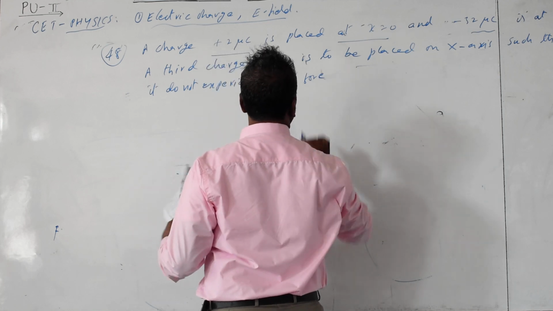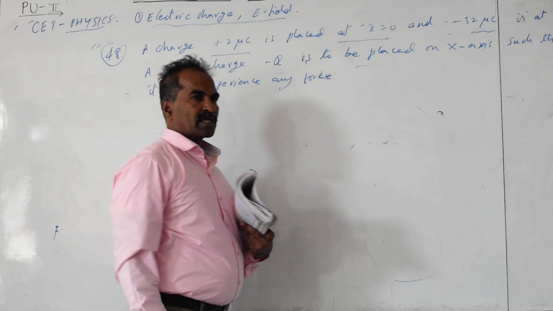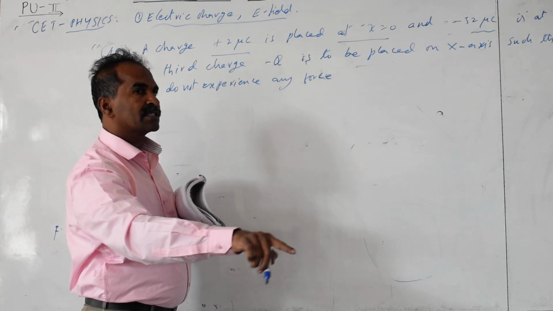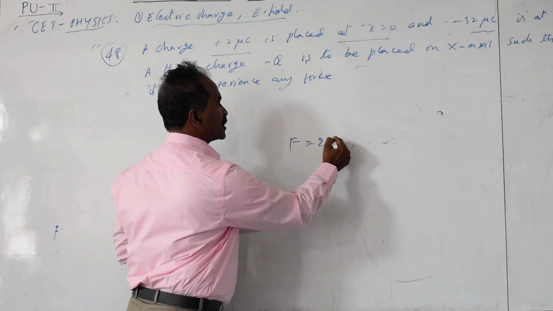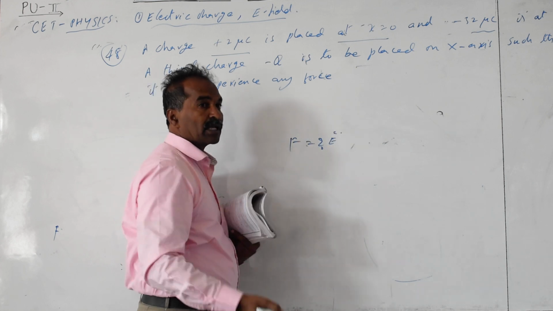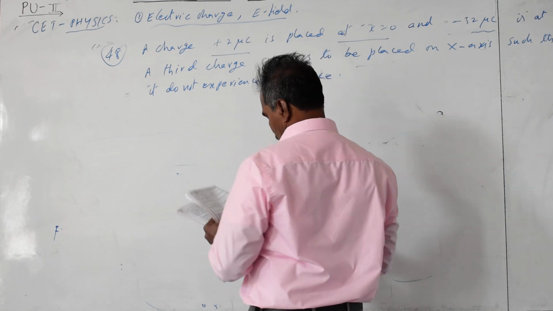Whenever there is some electric field, force will be there. A charge you put anywhere in an electric field, positive or negative, experiences force, F equal to QE. But if the charge is kept and force is not there, it means the electric field is 0. That means a null point, a neutral point.